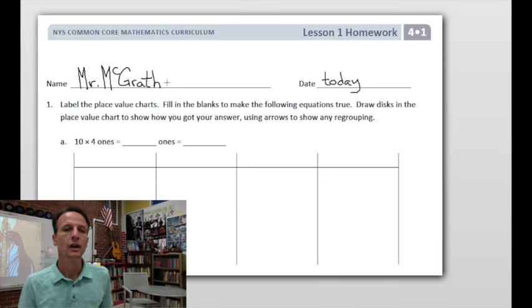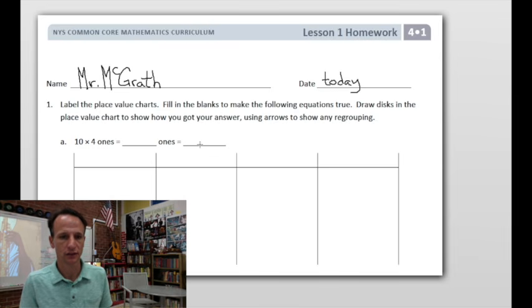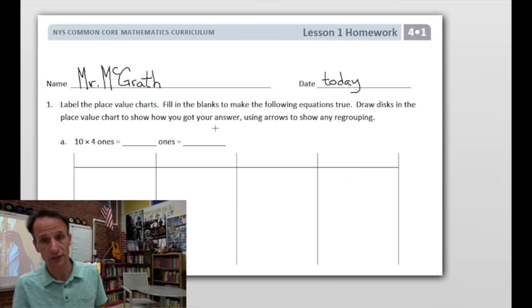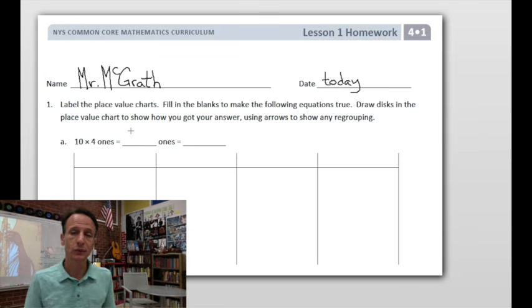Let's do it. Label the place value charts. Fill in the blanks to make the following equations true. So here's the place value chart. There's the equation with the blanks. Draw discs in the place value chart to show how you got your answer, using arrows to show any regrouping. So this is going to take some patience to draw out all of this.